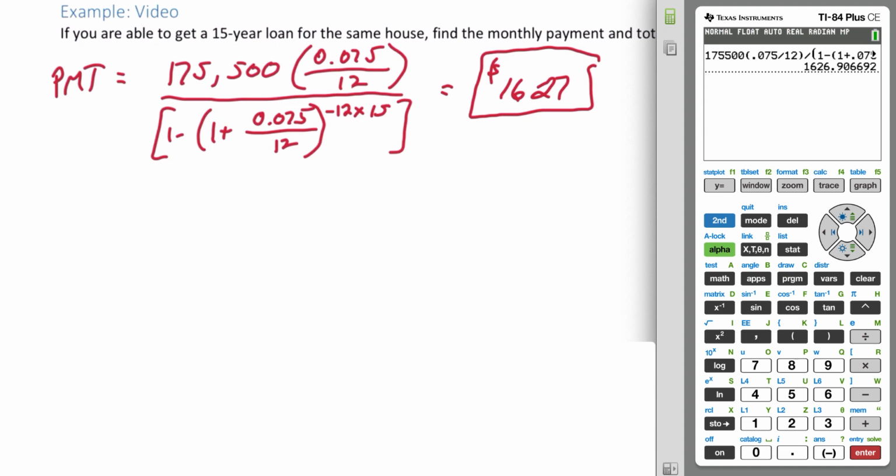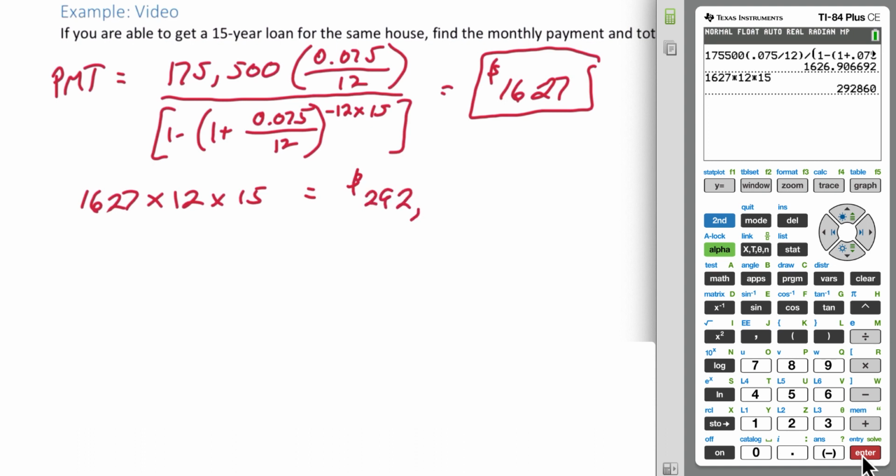To find the interest on this house, we need to first find the total paid. The total paid will be $1,627 every month for 15 years. 1,627 times 12 times 15. This time the total payments is $292,860.